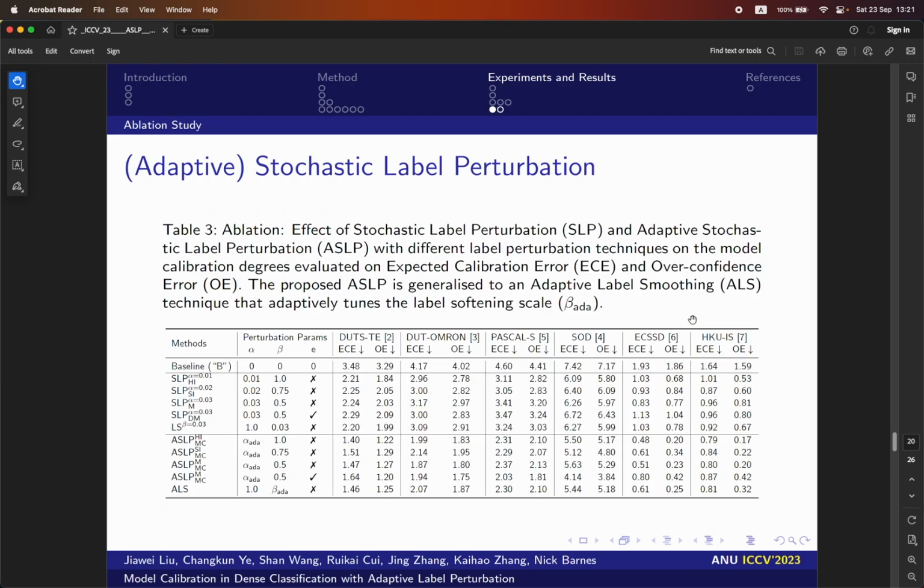This table demonstrates the effectiveness of our various stochastic label perturbation techniques and their adaptive versions in calibrating the neural network models. We show that adaptive label smoothing, which can be similarly derived, is also effective in improving the model calibration.